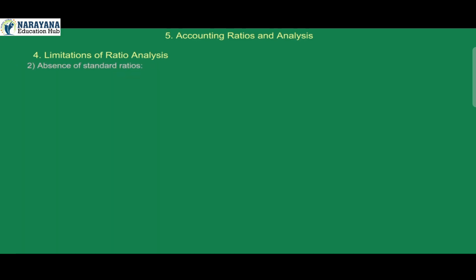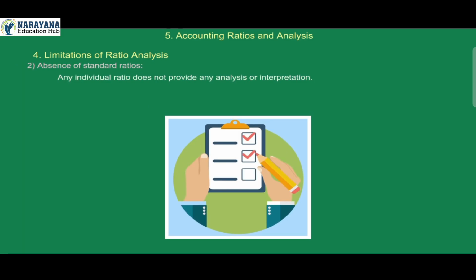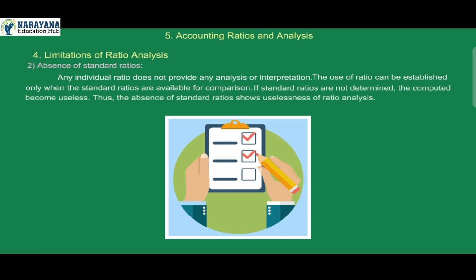2. Absence of standard ratios. Any individual ratio does not provide any analysis or interpretation. The use of ratio can be established only when the standard ratios are available for comparison. If standard ratios are not determined, the computed ratios become useless. Thus, the absence of standard ratio shows uselessness of ratio analysis.